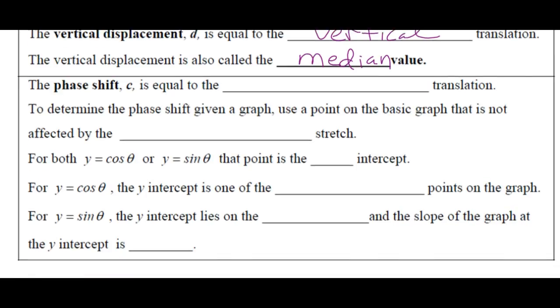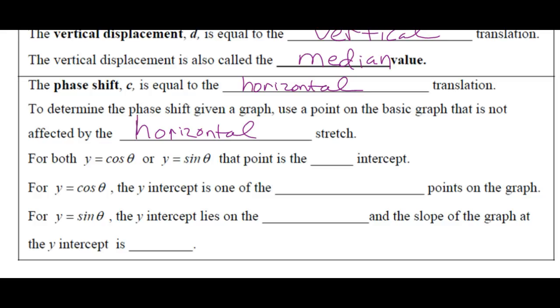Okay. The phase shift C is equal to the horizontal translation, so we call the horizontal translation the phase shift. Oh, wait. Let's pause for a sec. To determine the phase shift given a graph, use a point on the basic graph that's not affected by what kind of stretch? Because what's the phase shift? It's a horizontal translation. So you want a point that's not affected by a horizontal stretch. Which point is not affected by a horizontal stretch? 0, 0.